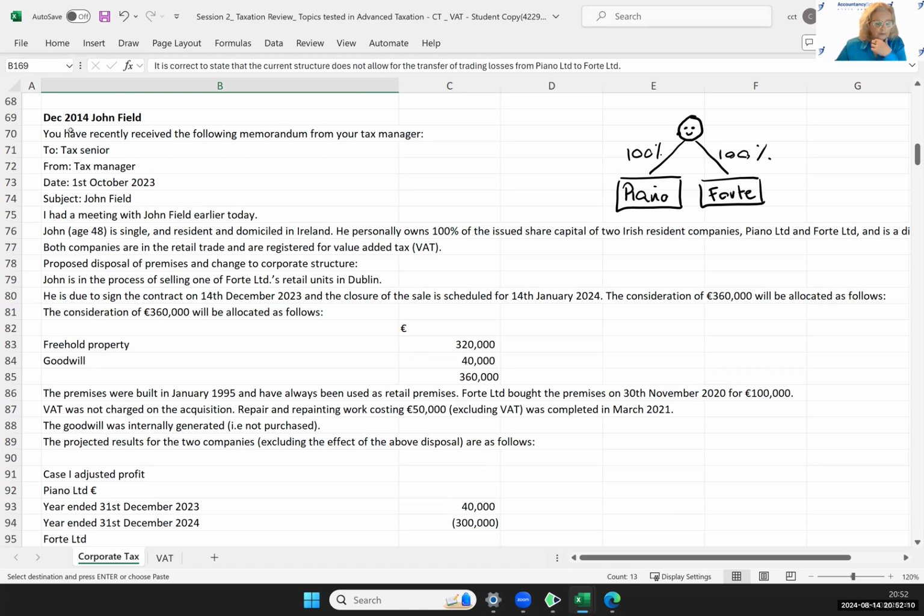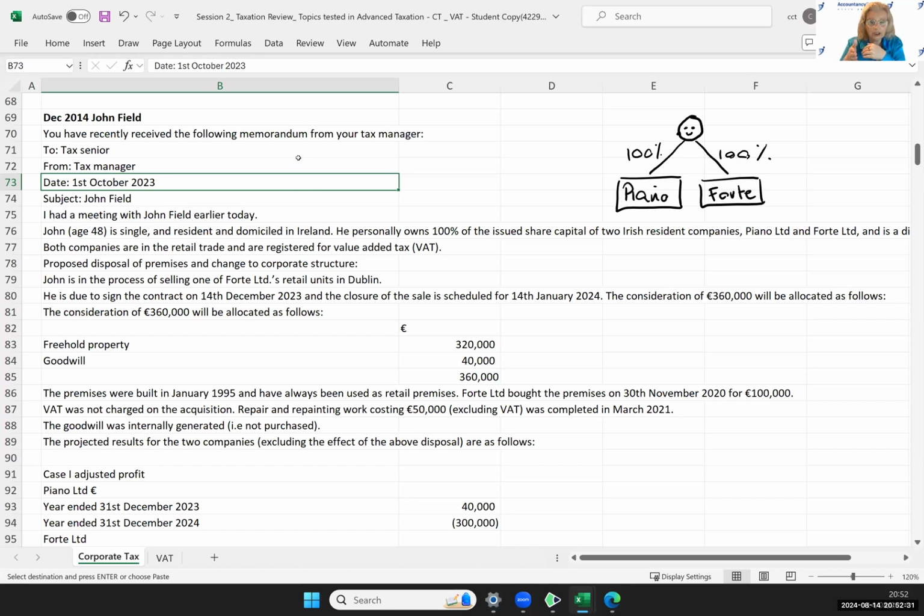Okay, so you're told today is the 1st of October 2023. All right, and we're trying to do some planning for 2024. So what we want to make sure is that the group happens at least from the 1st of January 2024. Is that what you're asking me? Or are you asking me an if scenario?